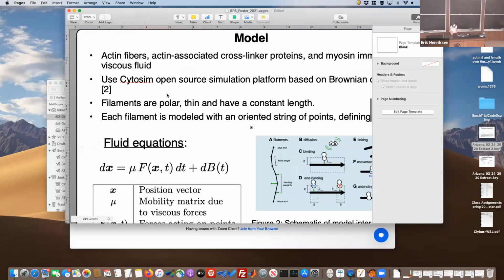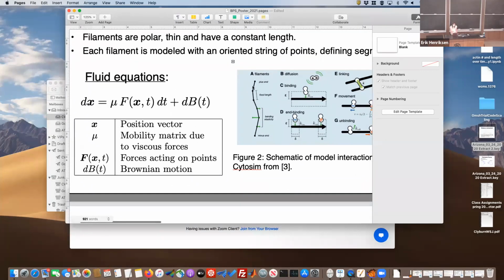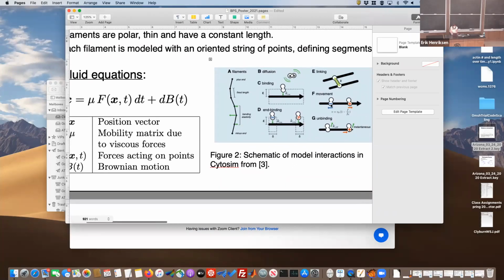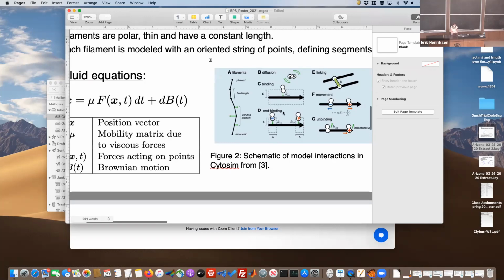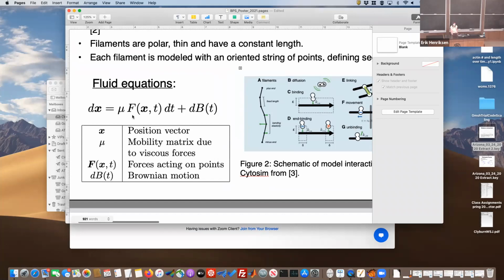So these are the equations where the x's represent the fibers discretized into these nodes. And so you can have this cross-linking and you can have motion because of a molecular motor, and they're diffusing, so there's Brownian motion. So it's just Langevin, and the forces are due to cross-linking and elasticity. So it's just over-damped motion.